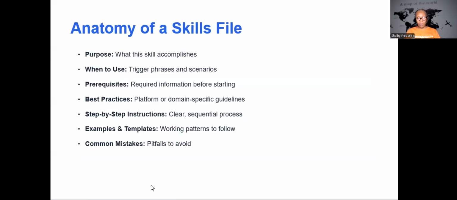So I talked about what it is. Let's take a look at the anatomy of a skills file. Every good skills file will include these 7 components, and that is purpose, when to use, the prerequisites, best practices, step by step instructions, examples and templates, and then common mistakes. So let's go into these.